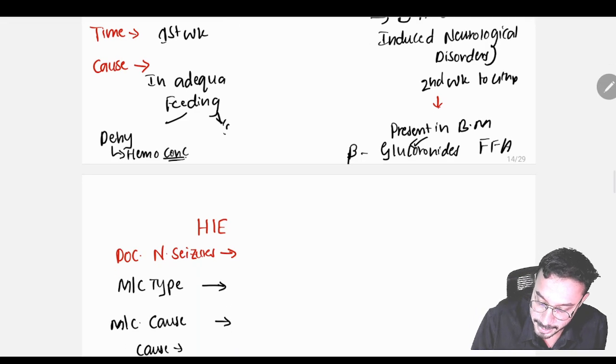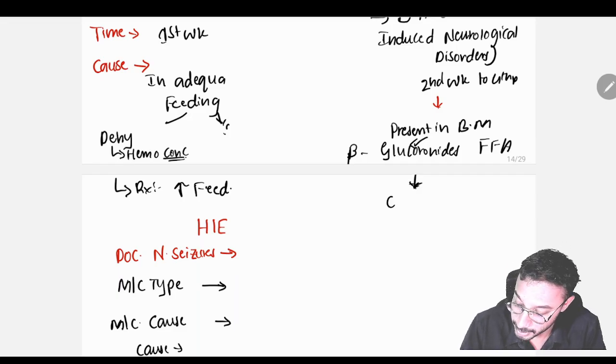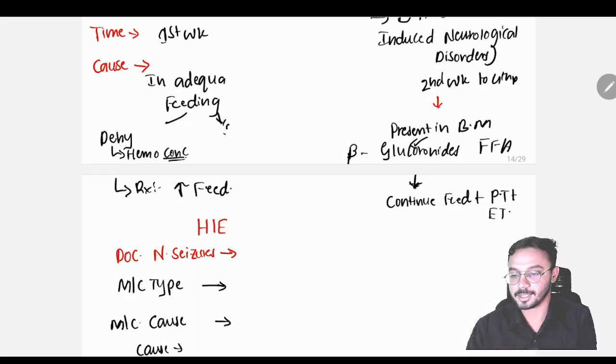So what is the treatment? Increase the feed. Here, in breast milk jaundice, do you have to stop? No, you should not stop, you should continue the feed and give phototherapy or exchange transfusion. Okay, these are the treatments. You should not stop the breastfeeding, remember that.